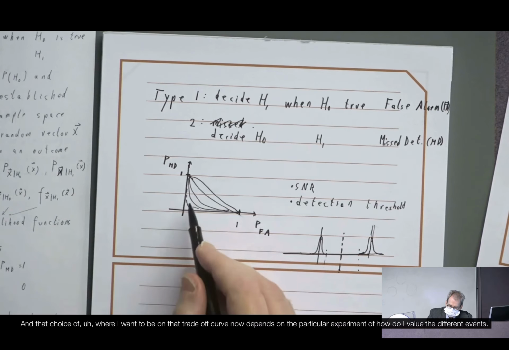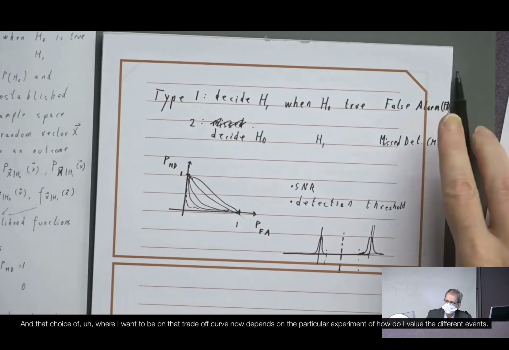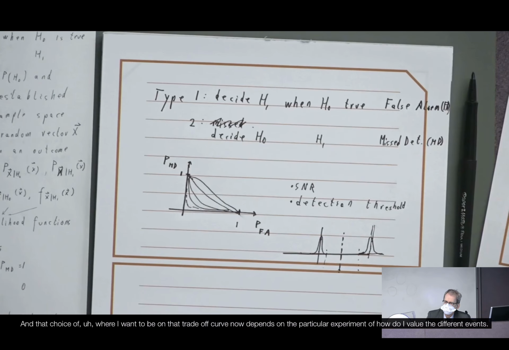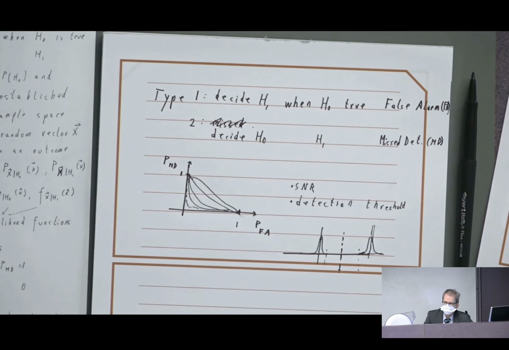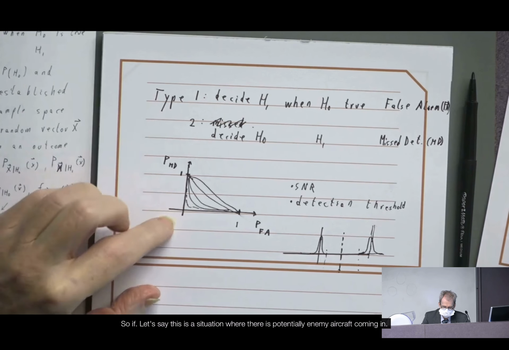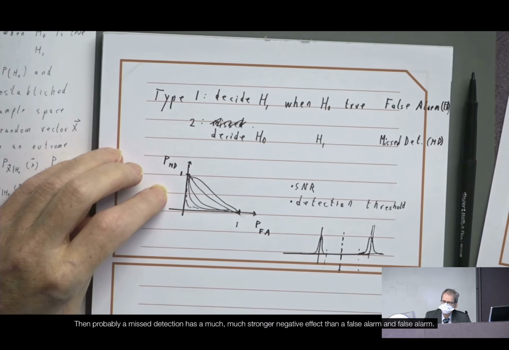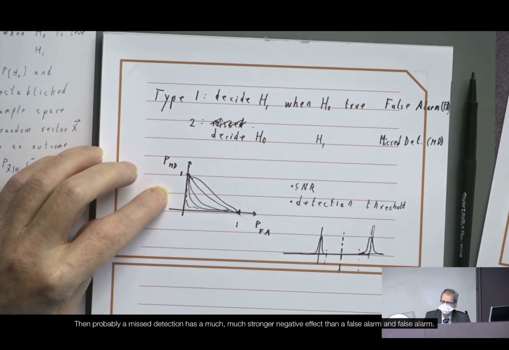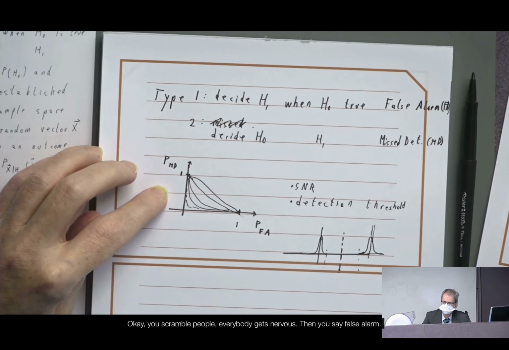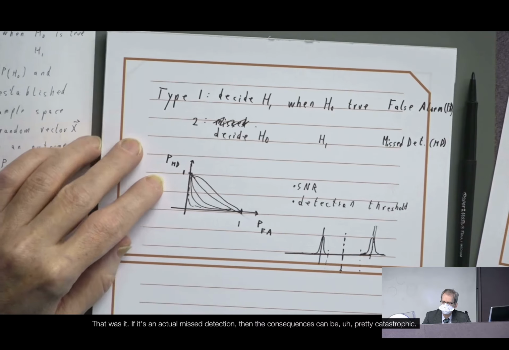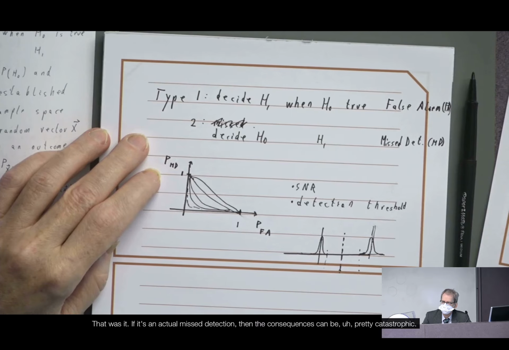And that choice of where I want to be on that trade-off curve depends on the particular experiment, on how I value the different events. So if, let's say, this is a situation where there are potentially enemy aircraft coming in, then probably a misdetection has a much stronger negative effect than a false alarm. With a false alarm, you scramble people, everybody gets nervous, then you say false alarm, that was it. If it's an actual misdetection, then the consequences can be pretty catastrophic.